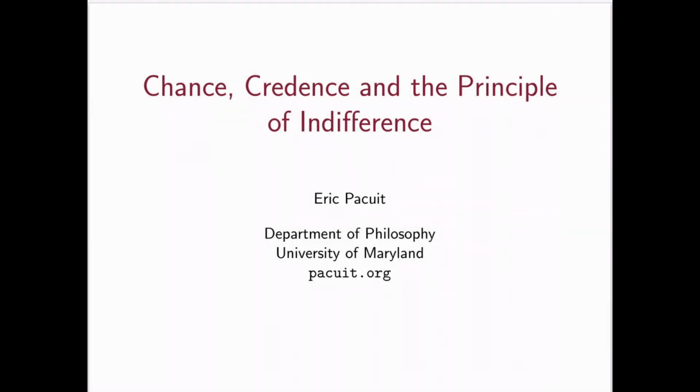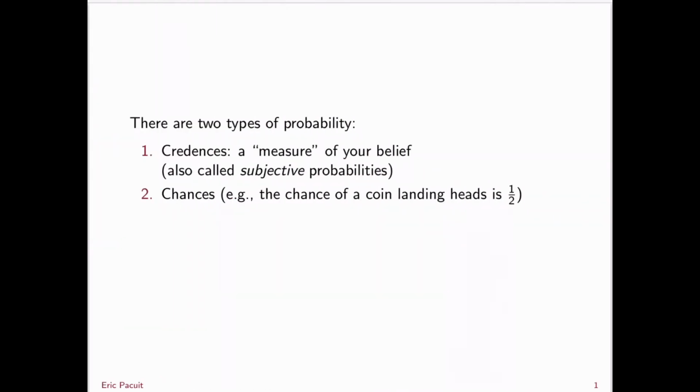In this lecture, I want to talk about chance, credence, and the principle of indifference. So I'm going to start by drawing a distinction between two types of probability. The first is what philosophers call credences. And a credence is just a measure of your belief. It is sometimes called a subjective probability. The second type of probability are chances. So for example, the chance of a coin landing heads is 1/2.